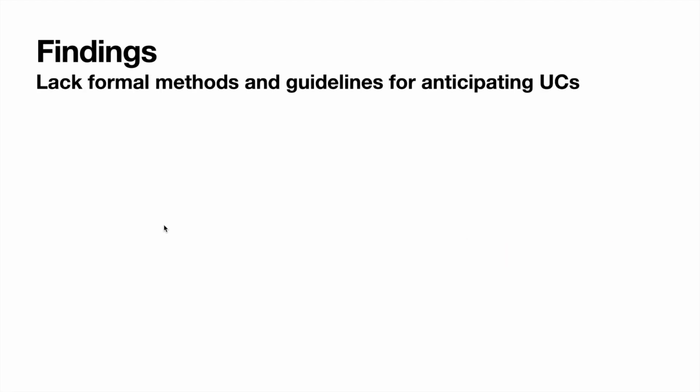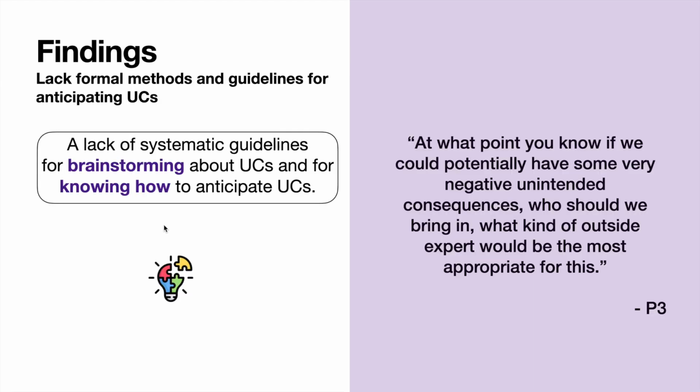The second theme is researchers lack formal methods and guidelines for anticipating UCs. First, there is a lack of systematic guidelines for brainstorming about UCs and for knowing how to anticipate UCs. For example, P3 mentioned, at what point if we could potentially have some very negative consequences, who should we bring in? What kind of outside expert would be the most appropriate for this?